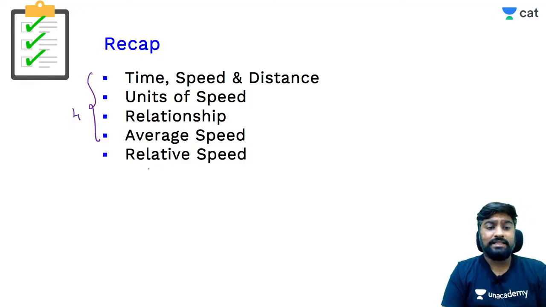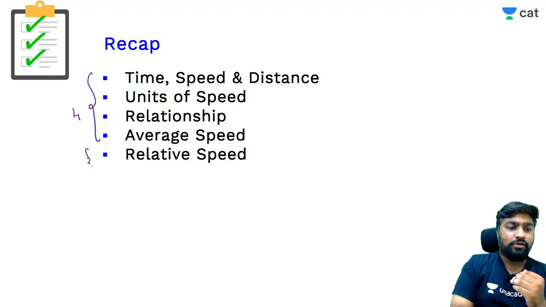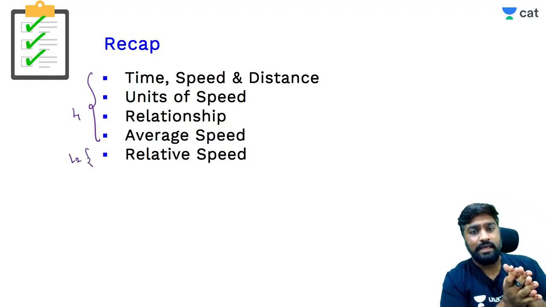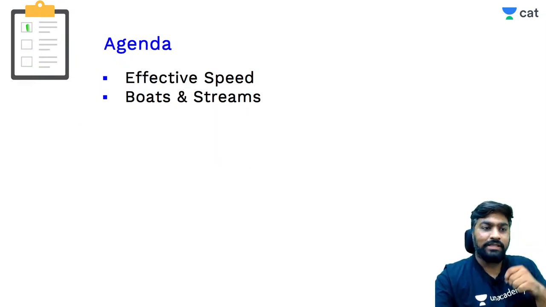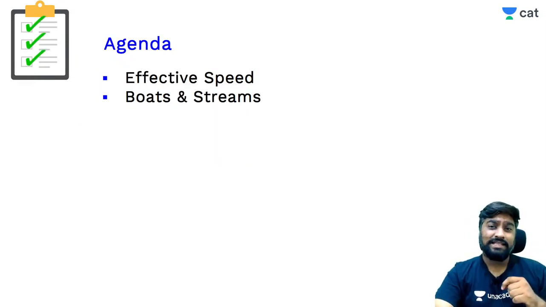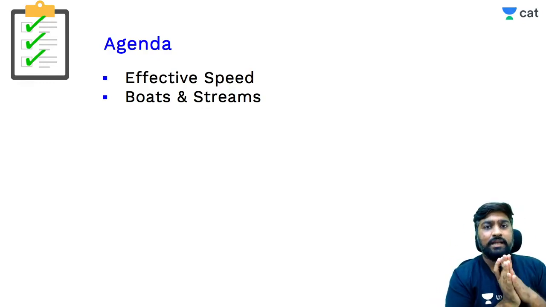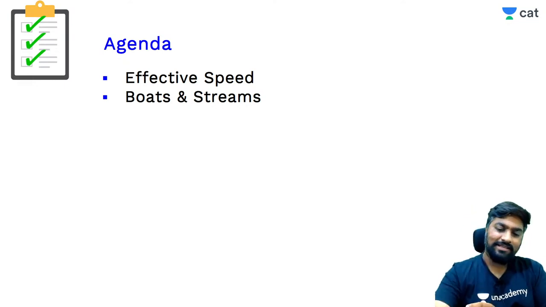And in the second lecture, we had looked at what relative speed is. So you have to know these two areas of time, speed, distance in order to understand what we are planning on doing today. Now, what is today's agenda? Today, we are going to look at something called effective speed. It's very similar to relative speed, but an entirely different scenario here. And under effective speed, we are going to look at some questions from boats and streams.